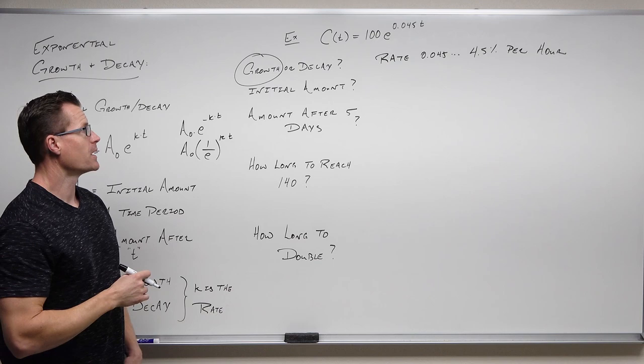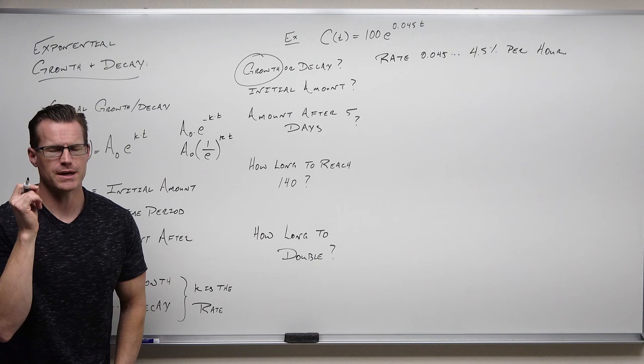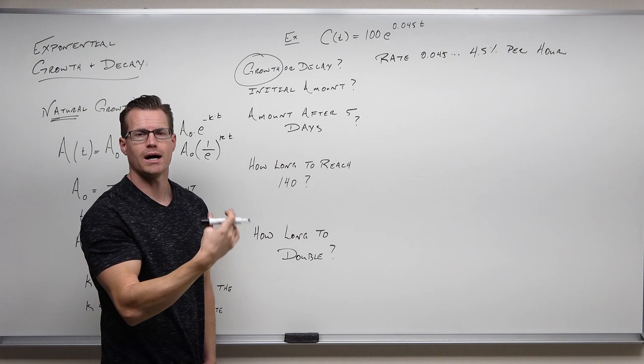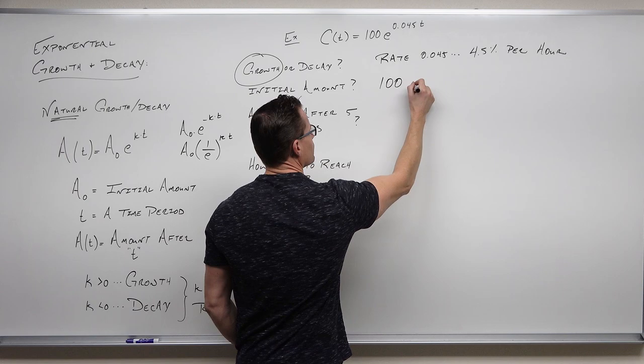Now, how about the initial amount? The initial amount is always that number in front of your E. Think about doing the continuous compound interest, how your initial amount was your principal or your present value. It's the number in front. Your initial amount is 100, whatever this is, units of bacteria or grams, something like that. So I'm going to leave this unitless. I'm just going to put units.